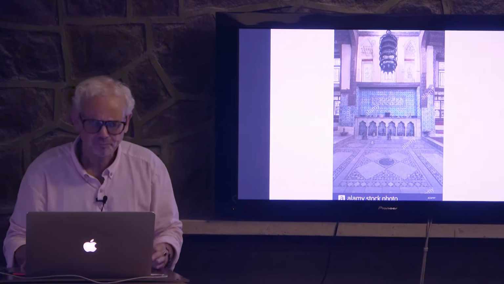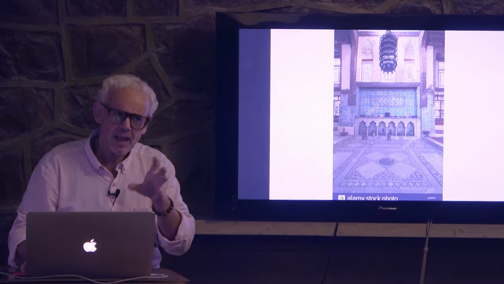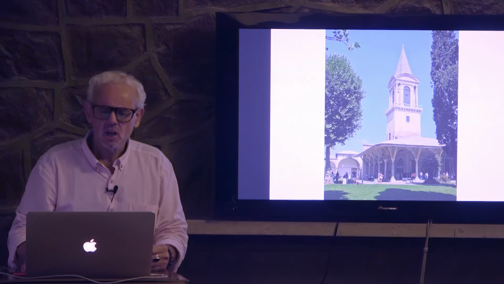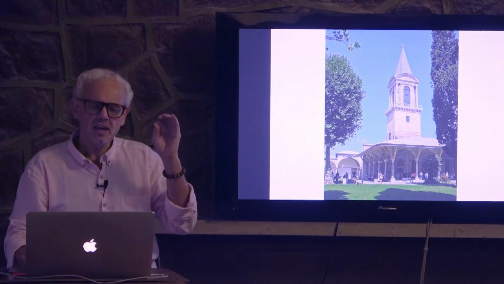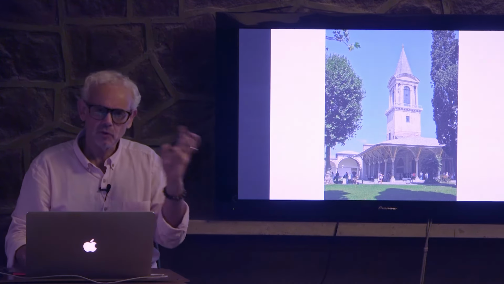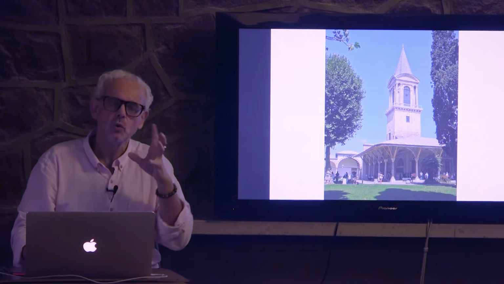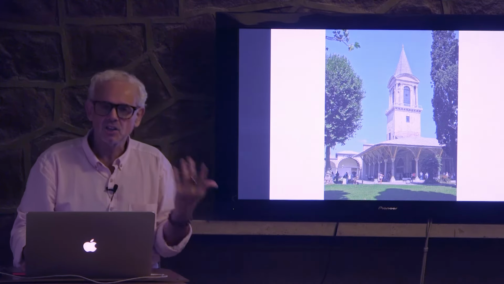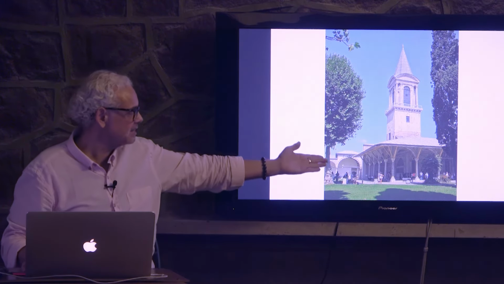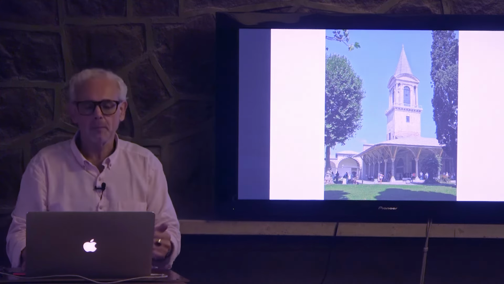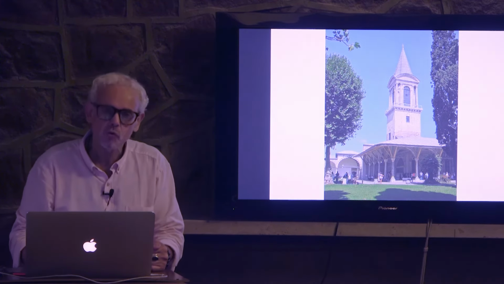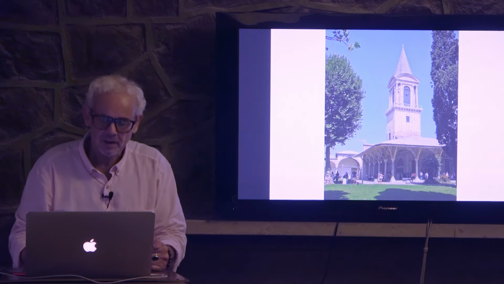Up until almost the end of the 18th century, we started to see the influences received from Europe and the tendency to be more influenced by the culture of Europe. As we can see, this tower appeared in Topkapi, which is the seat of ruling in the Ottoman Empire in Istanbul.